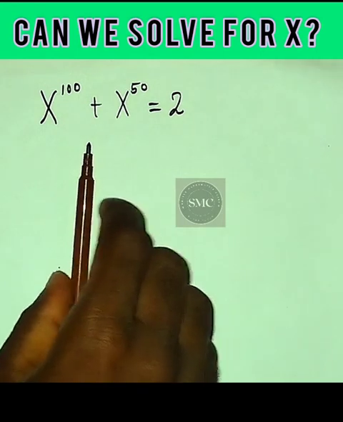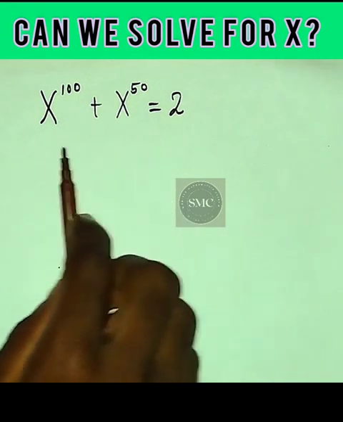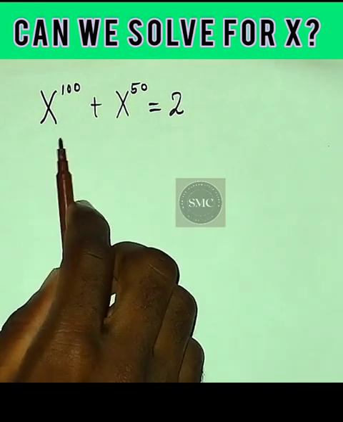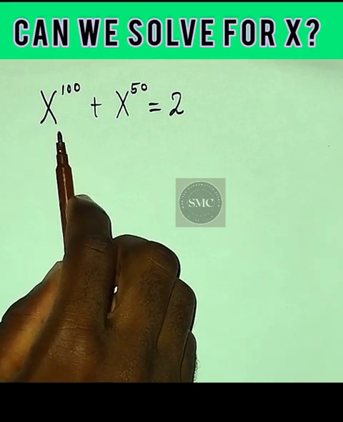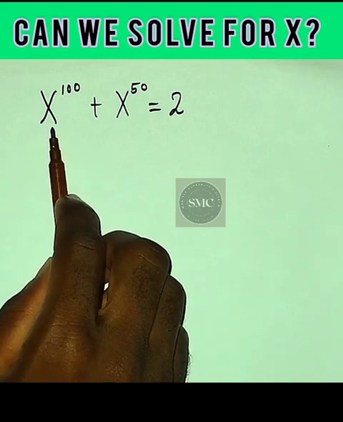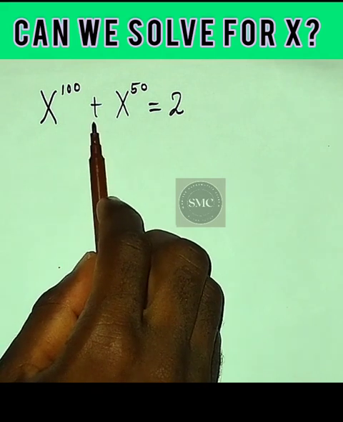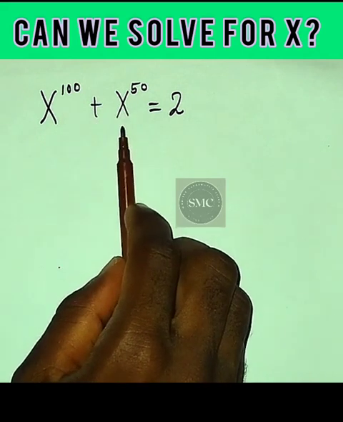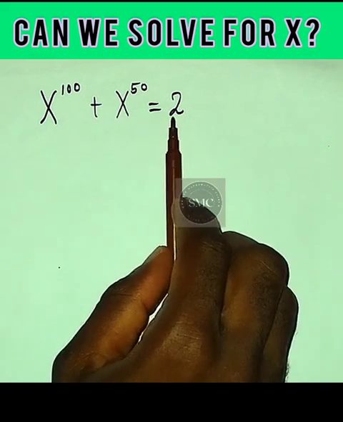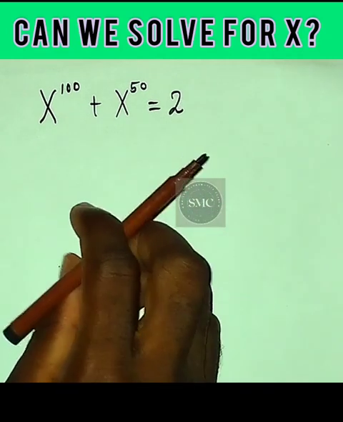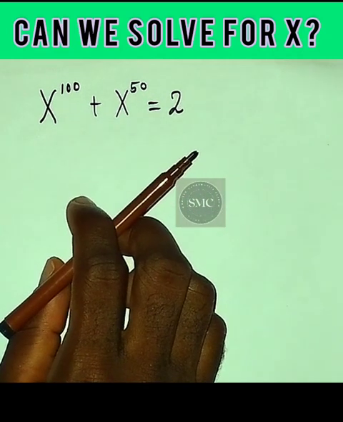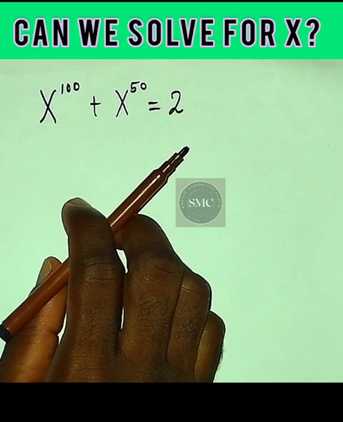In this tutorial, we want to be solving this particular problem. By inspection, we can see that x equals 1. If x equals 1 here, 1 to the power 100 is going to give us 1, plus 1 to the power 50 is going to give us 1. Then 1 plus 1, we are going to have 2. But what are we going to do if we are asked to solve this algebraically?